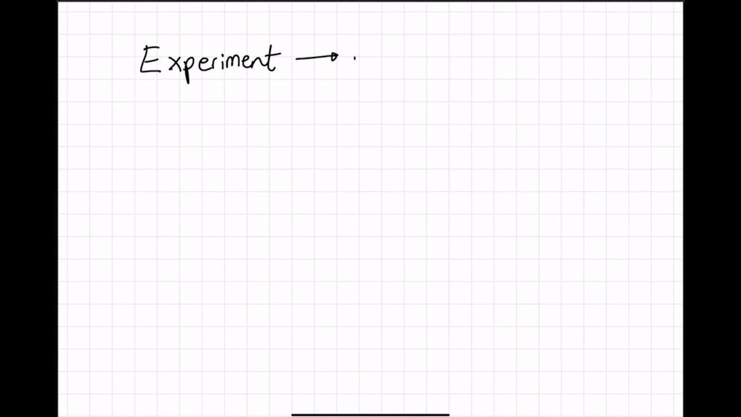So it's a process which is repeated to give an outcome. The keyword here really is the word outcome. So an experiment is a process which you repeat and gives you an outcome.